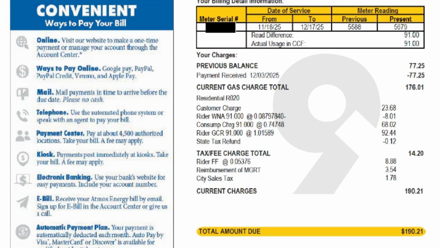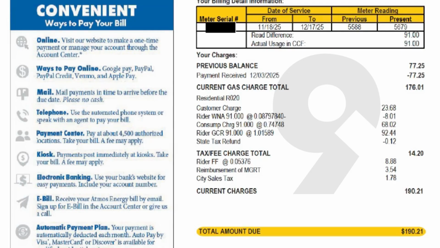Now, consumption charge. Consumption charge, 91 CCF times 0.74748, whatever that looks like. Now, this is a straightforward part. This part is the base delivery rate approved by regulators, multiplied by how much gas you use. No riders yet, no politics, just math. So this is your usage.